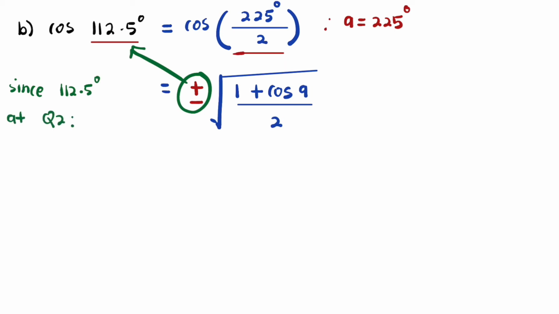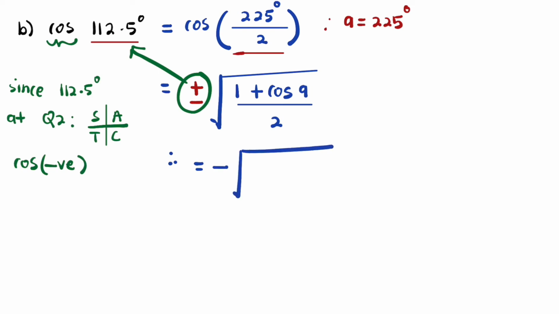Now in quadrant 2, you have to know whether the cosine gives you positive or negative. How you want to know is just simply your "add sugar to coffee". Quadrant 2, only sine is positive, so your cosine will be negative. So cosine negative, you have to take negative square root of 1 plus cosine 225 degrees over 2.